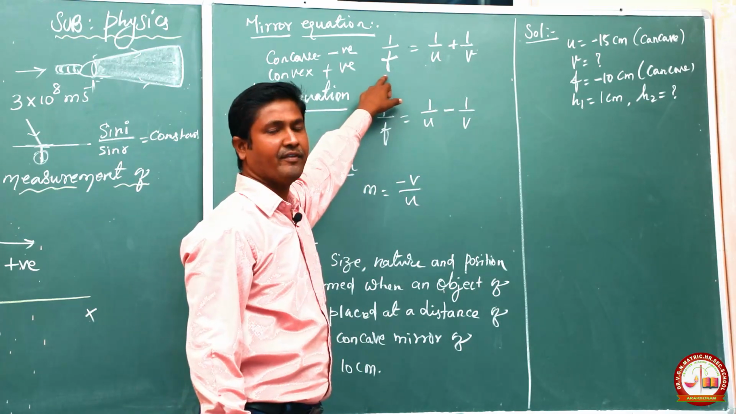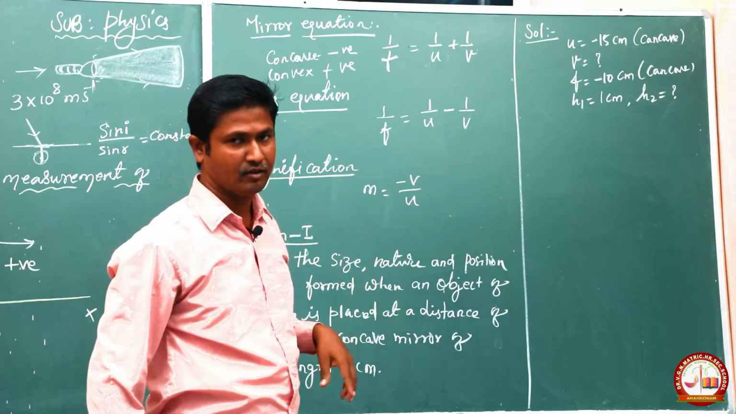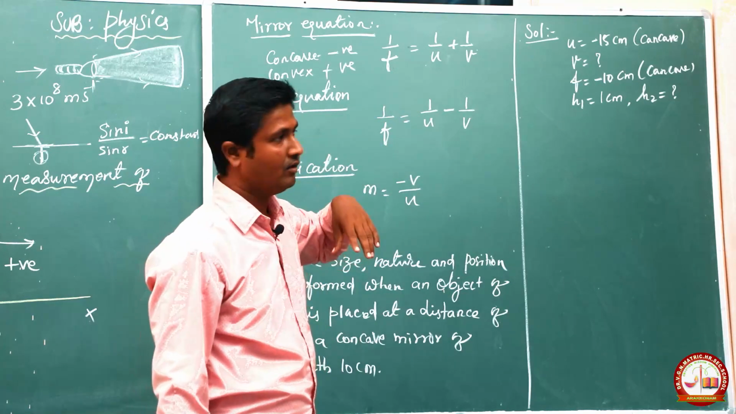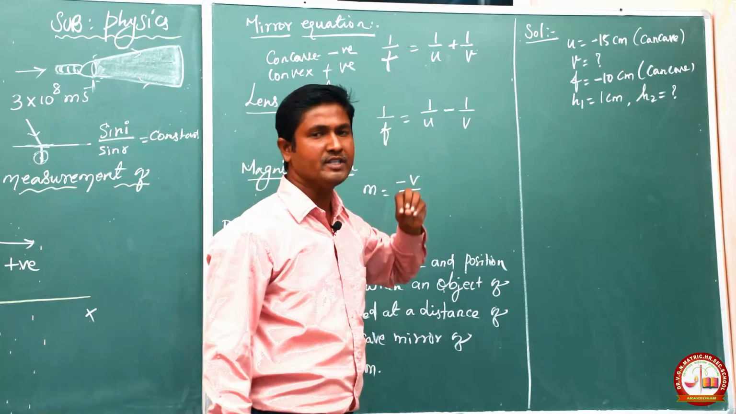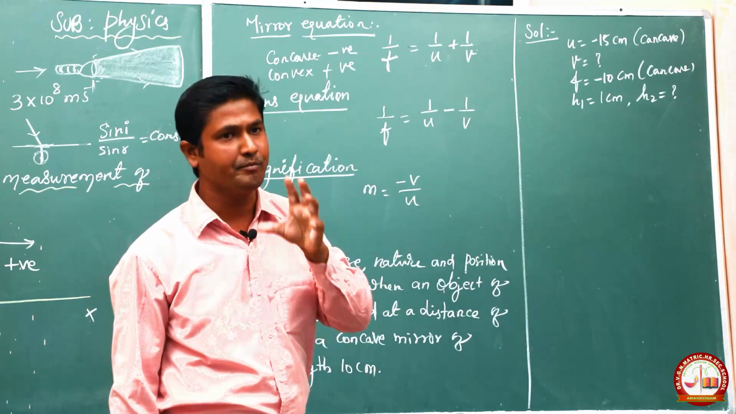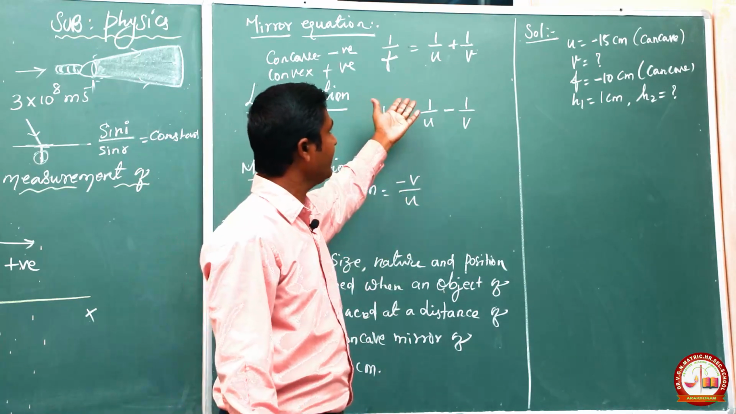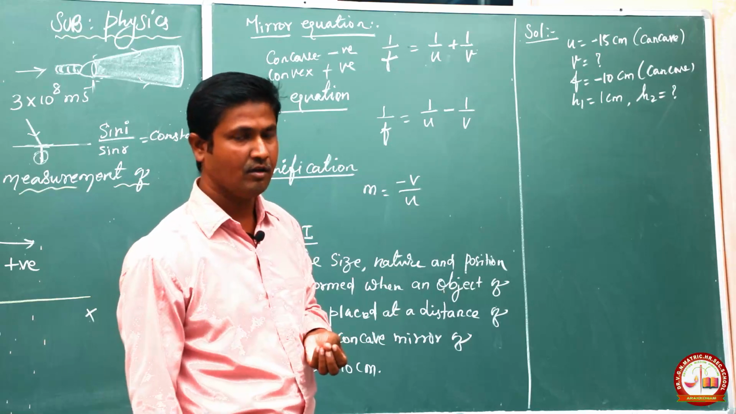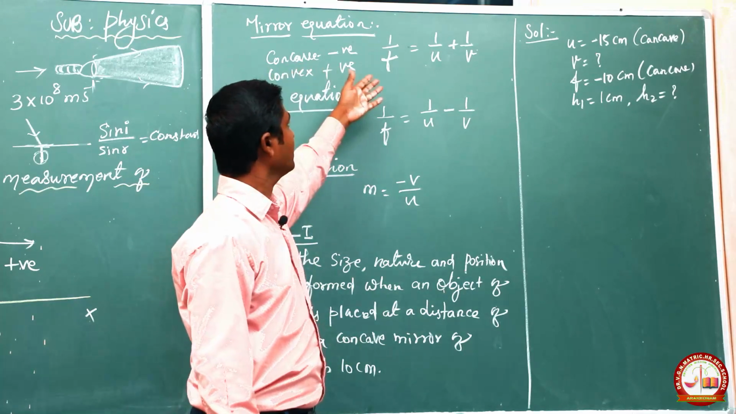What is f? f is the focal length, very important, note the point. What is u? u is the distance of the object. What is v? v is the distance of the image. This is called the mirror equation.